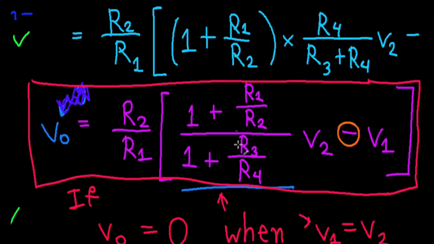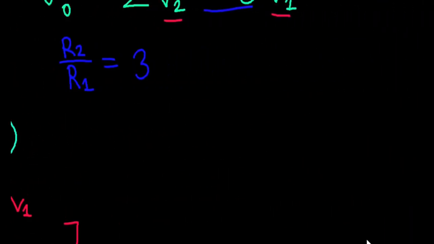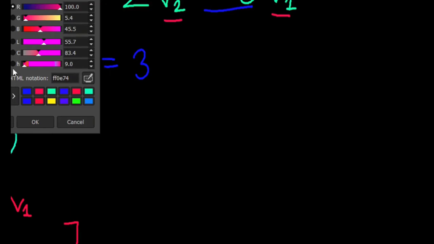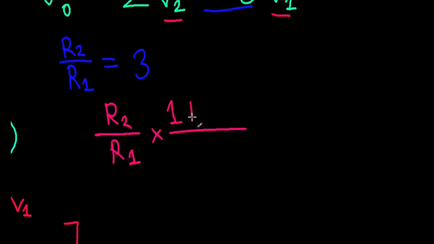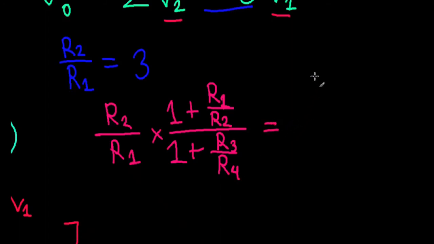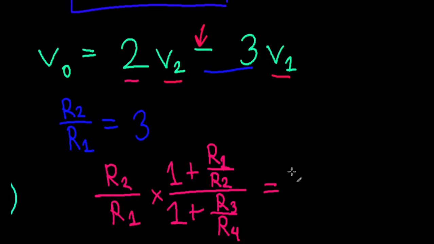R2 by R1 multiplied by this thing. All right, so let's do that. I'll actually write this down first, and then I'll simplify this a bit. So we have R2 by R1 multiplied by 1 plus R1 by R2, divided by 1 plus R3 by R4, and this has to be equal to 2, right? This has to be equal to the coefficient right here, which is 2.